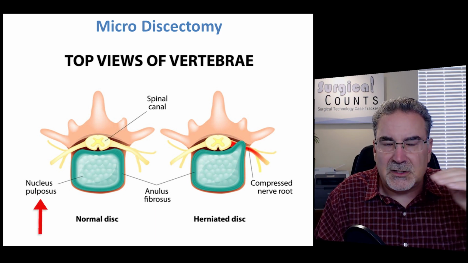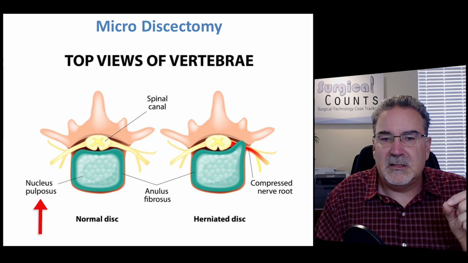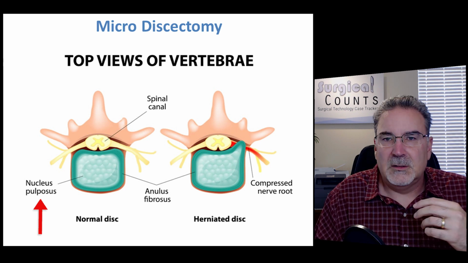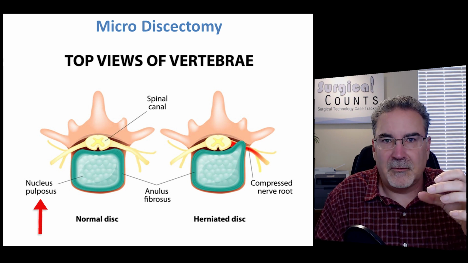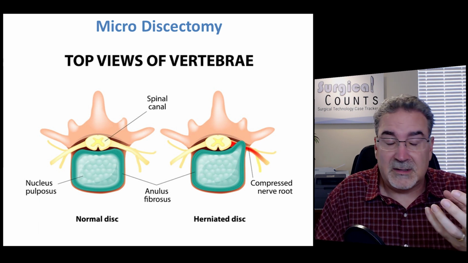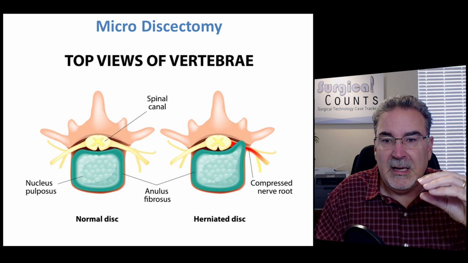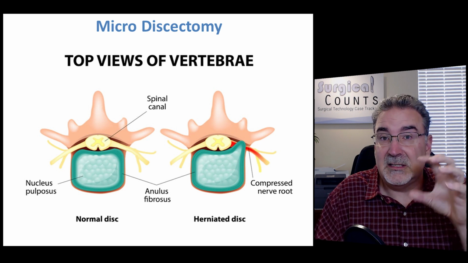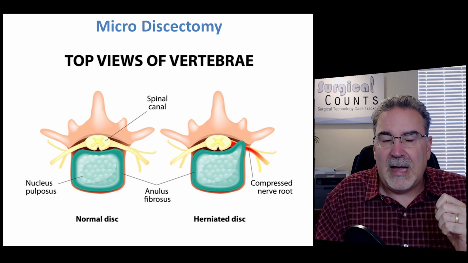And then you have a sort of a softer layer in the middle. This is the nucleus pulposus. So nucleus, think sort of the center of the disc, and pulposus sounds kind of soft. So the nucleus pulposus, that's the softer center of the disc, and the annulus fibrosus, that's the stronger, tougher outside portion of the disc.